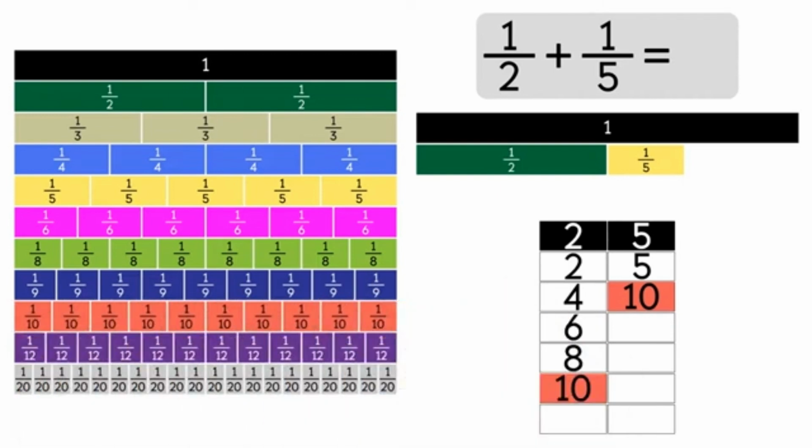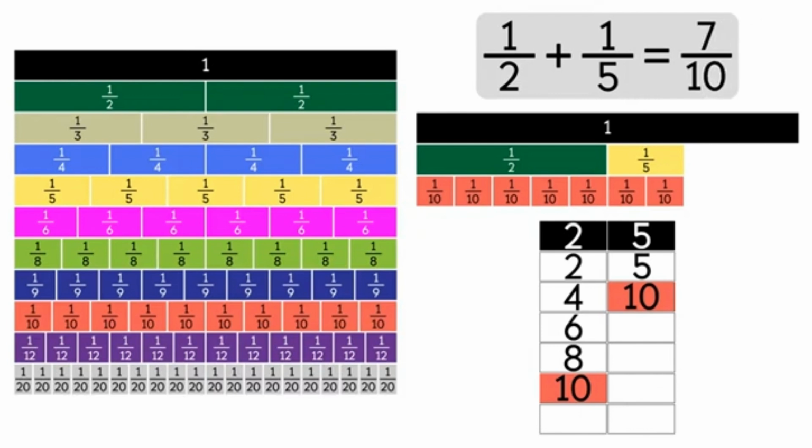Now we line up the 1/10 strips under the 1/2. 1, 2, 3, 4, 5. So 1/2 is equal to 5/10. Now we'll line up the 1/10 under the 1/5. 1, 2. So 1/5 is equal to 2/10. Add up the 1/10 strips. We have 7/10 strips. So 1/2 plus 1/5 equals 7/10.